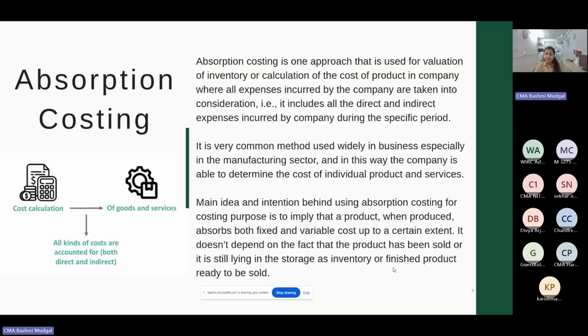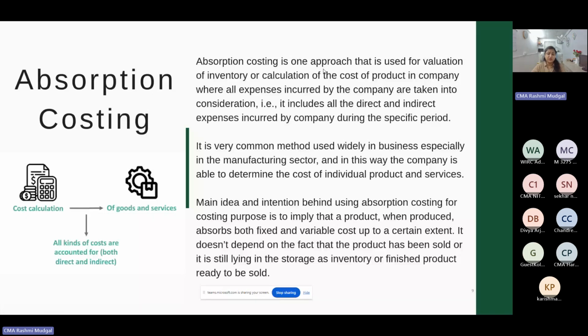I have felt in marginal costing that we are considering only and only variable costing. But in absorption costing, we are looking at the fixed costing also. Both are good for the manufacturing industry, but absorption costing is one approach used for valuation of inventory as well as calculation of cost of production of the company, where all expenses incurred by the company are taken into consideration. It includes direct and indirect expenses incurred by the company during the specified period.